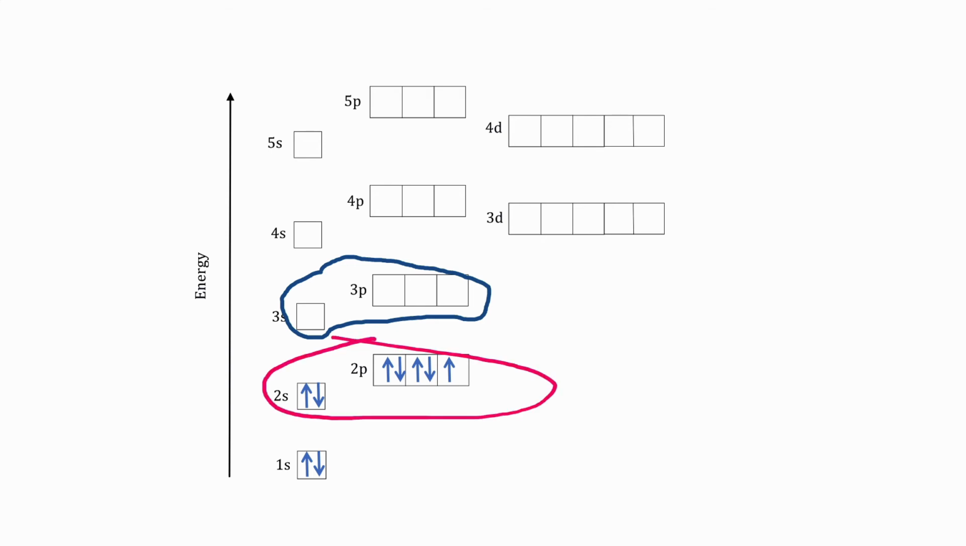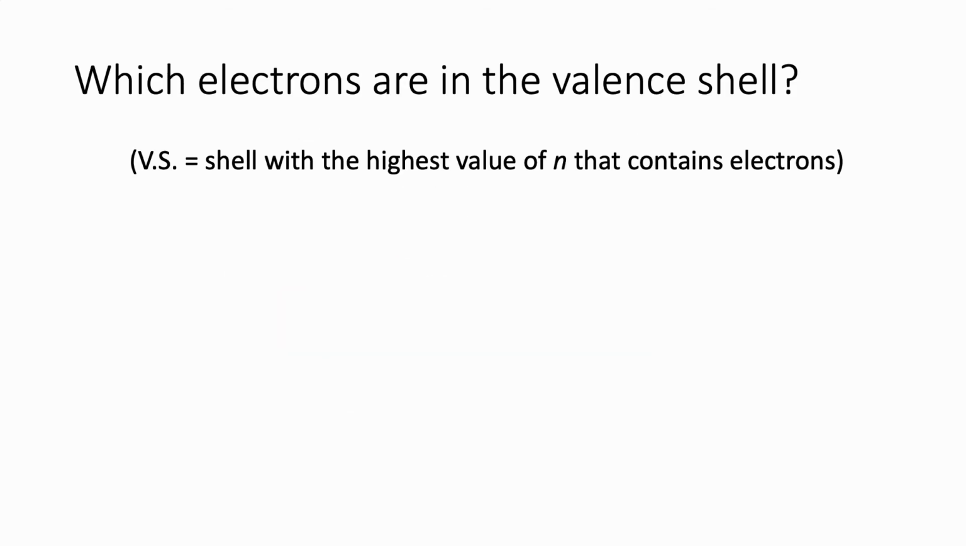We're always going to look for the highest numbered shell that contains electrons, and that's going to be our valence shell. 1s is not our valence shell. It's part of what we call the core electrons. So now let's think about which electrons are in the valence shell of a few elements. So here's phosphorus. And you can see 1s2, 2s2, 2p6, 3s2, and 3p3 is the electron configuration.